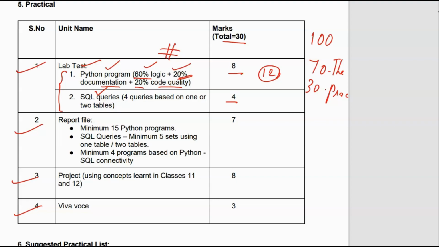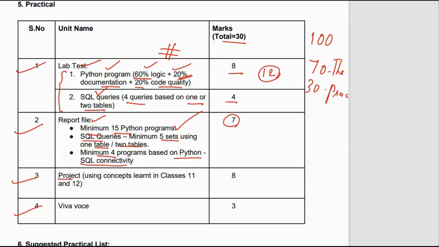The next is SQL queries. Under the SQL queries, they will be asking 4 queries based on 1 table or 2 tables with connectivity. In the second part of the practicals, you should provide the lab report file, which you have prepared during your 12th standard sessions. You should have written at minimum 50 Python programs in that laboratory file, and SQL queries with minimum 5 sets using 1 table or 2 tables, and you should complete minimum 4 programs based on Python SQL connectivity, which carries 7 marks.